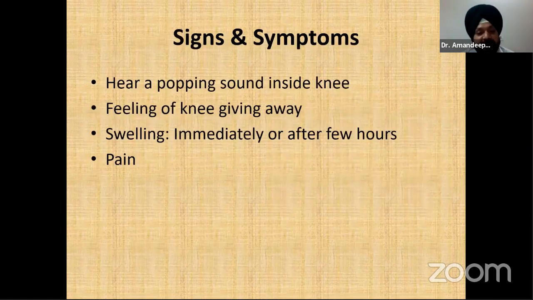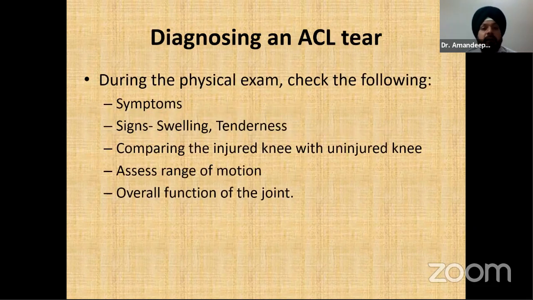If we talk about the signs and symptoms, the main complaint is that the patient will say he has heard a popping sound inside the knee. Then there is a complaint of the knee giving way, where the patient feels instability in the knee, that the knee is not able to support the body weight. Then there is a complaint of swelling, which may occur immediately after the injury or after a few hours. Then pain is there.